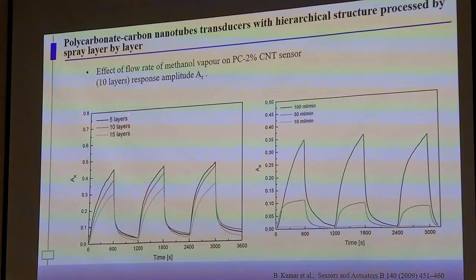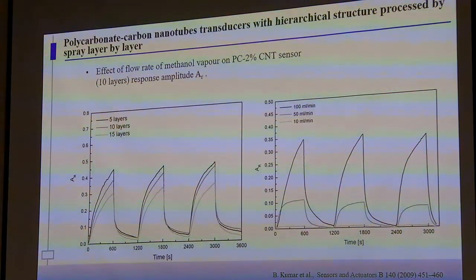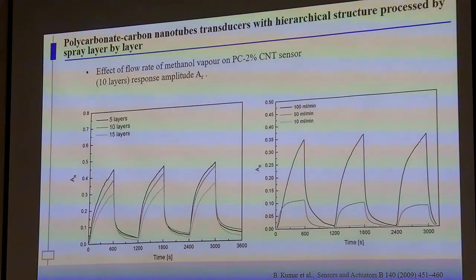So here with the 5 layers, 10 layers, and 15 layers, we can see that the 5 layers have the higher response compared to the 10 and 15 layers. And again, the reason is the same, because with the 5 layers we have the higher resistivity. So to design a sensor with polymer and carbon nanotube, it's always a good idea to control the resistivity or the conductivity of your sample in a precise way.